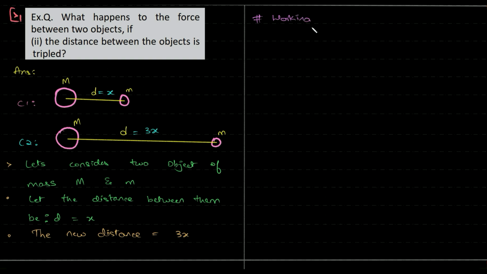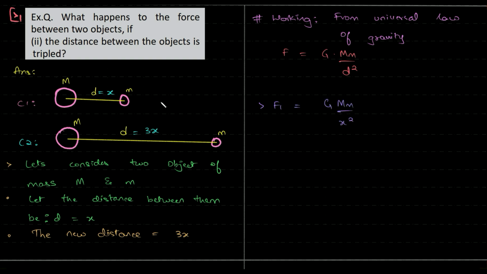So working, what is that we are looking at? From the universal law of gravity, which tells the force between two things, gravitational pull between two things is given by this particular formula. Thus F1 will be equal to GMM by x square, while F2 will be GMM by 3x the whole square.